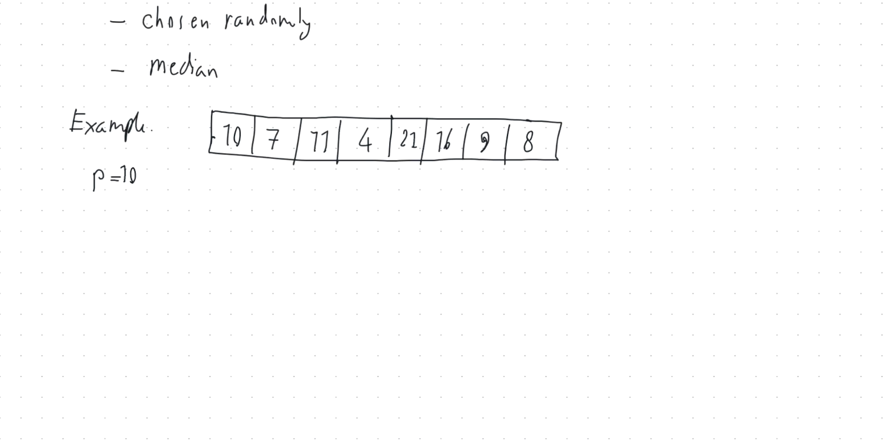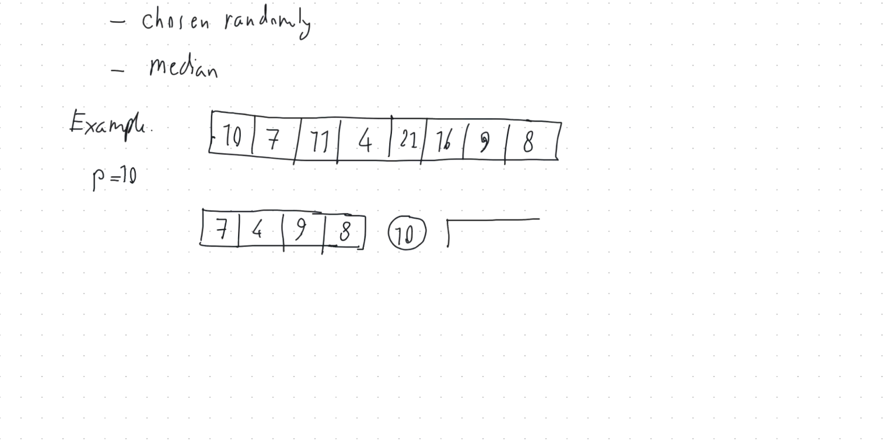Okay, now we have to partition this, right? So the elements that are less than 10 are 7, 4, 9, and 8. So this is the subarray that contains everything that is less than 10. Then 10 itself goes in the middle. I'm using circles for the pivot because there will be pivots in the recursive calls as well. And then on the right side, we will have every element that is greater than the pivot.